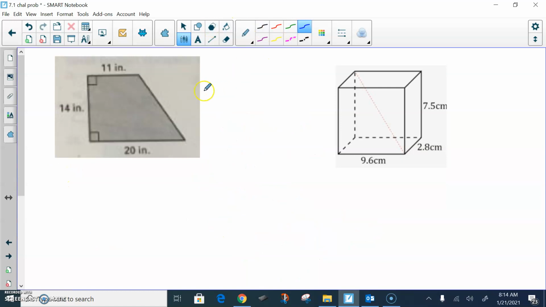All right, this one, let's go ahead and find the height or the length of that segment. So I'm just going to chop this trapezoid from a trapezoid into a rectangle with a triangle. So I'm going to carry over the 14. I'm going to take 20 minus 11. That's going to give us a length of 9. And we're back to our right triangle. We're looking for the hypotenuse. So we have 9 squared plus 14 squared equals x squared.